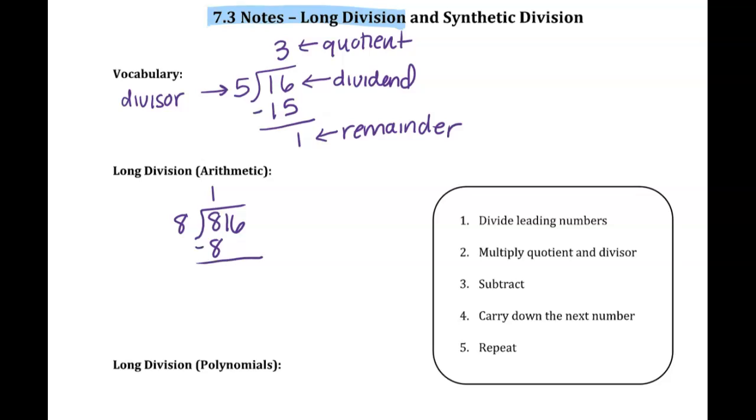So we subtract. 8 minus 8 is 0. Bring down a 1. And then 8 times what equals 1? Well, nothing. So 8 times 0 equals 0. Subtract. And then bring down a 6. 8 times what equals 16? 8 times 2 equals 16. So we're done.